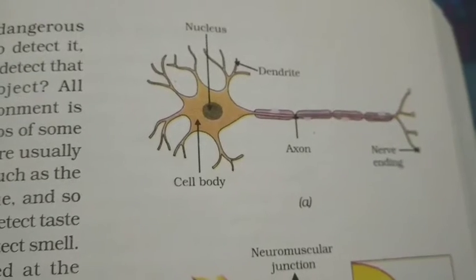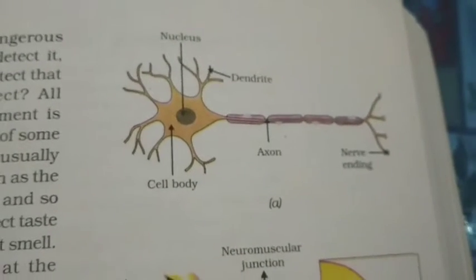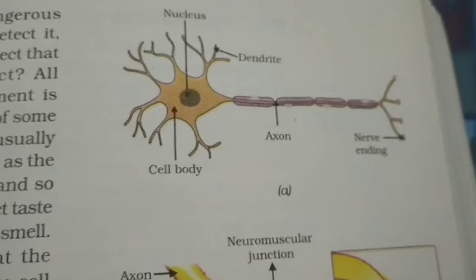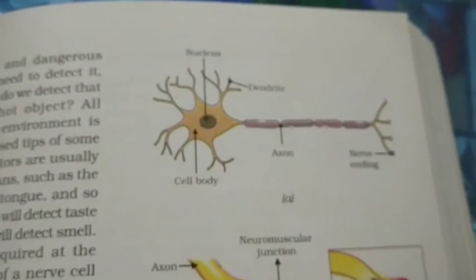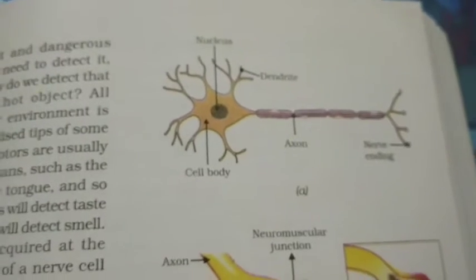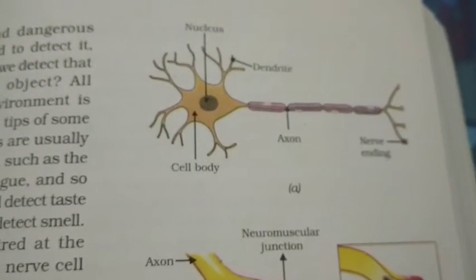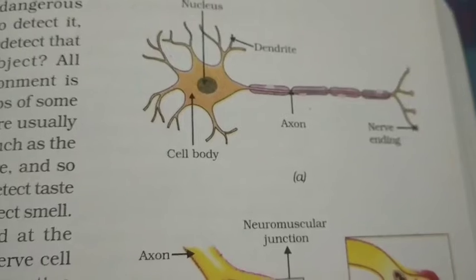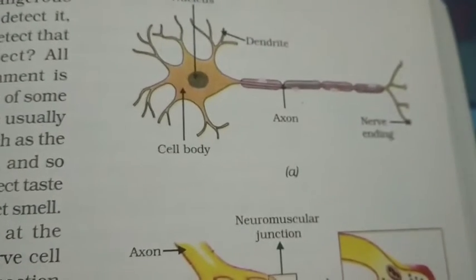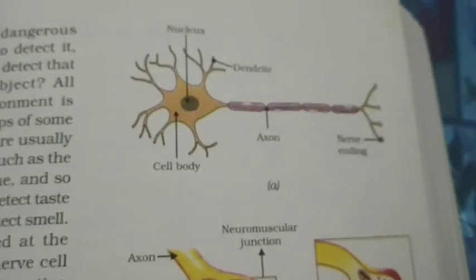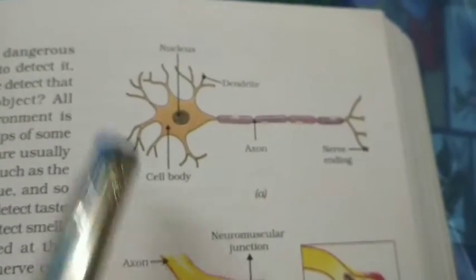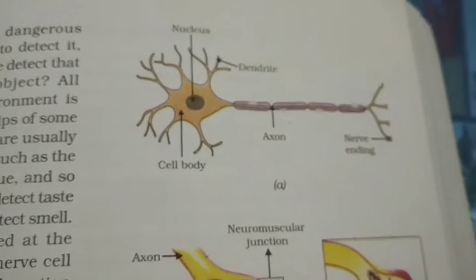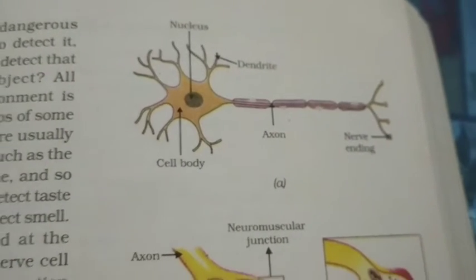Chemicals are released at the end of axon by the effect of electrical impulse. These chemicals cross the gap. What does this gap mean? This is known as synapse. The chemicals cross the gap and start a similar electrical impulse in the dendrite of the next neuron. So there are some parts of the neuron: here we can read dendrite, cell body, nucleus, axon, synapse, etc.